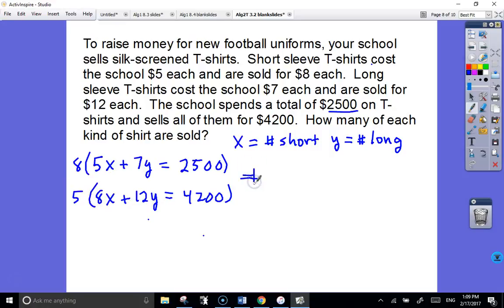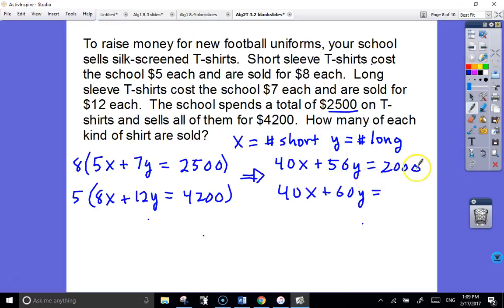So here's our equivalent system. 40x plus 56y equals 20,000. And 40x plus 60y equals 21,000. It was at 20,000, wasn't it? Yeah, that should have been 20,000. This should be 21,000.